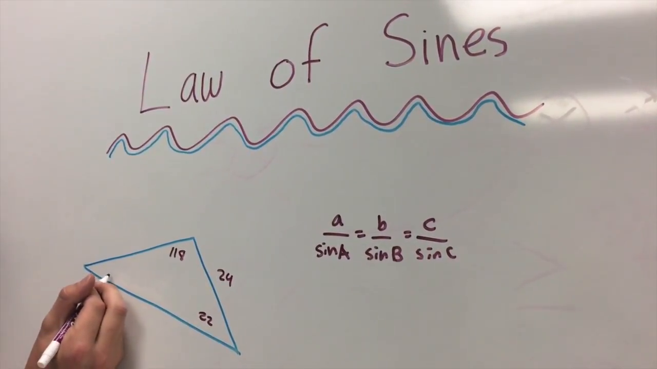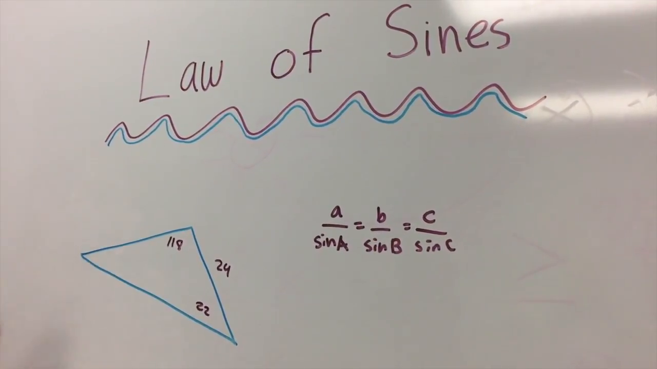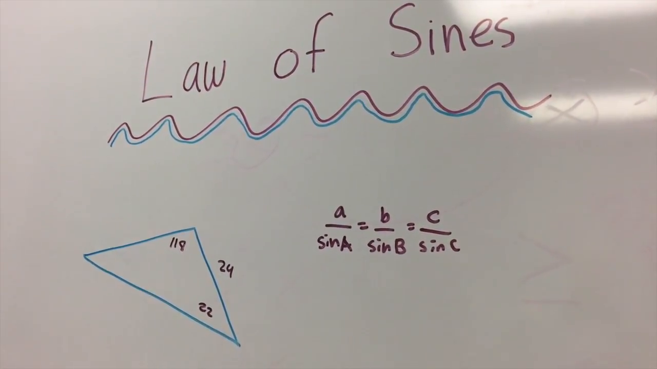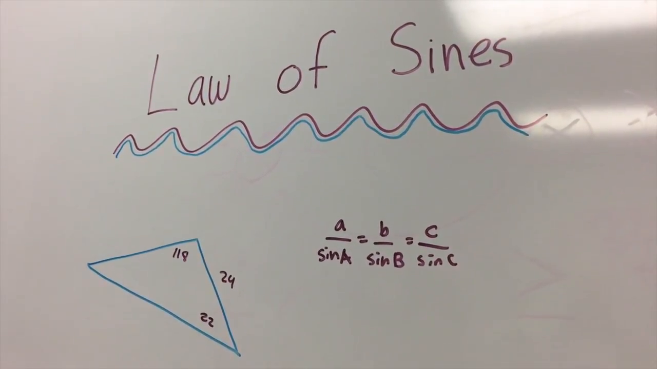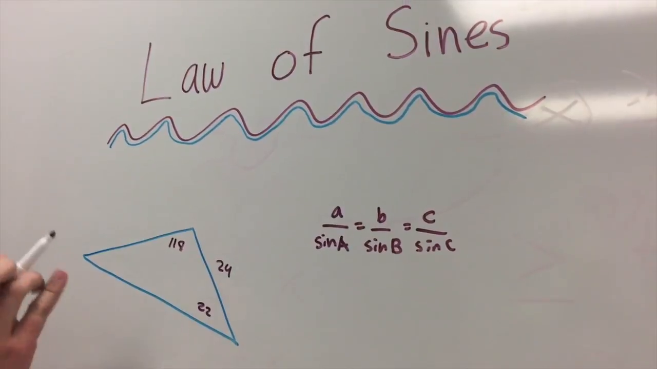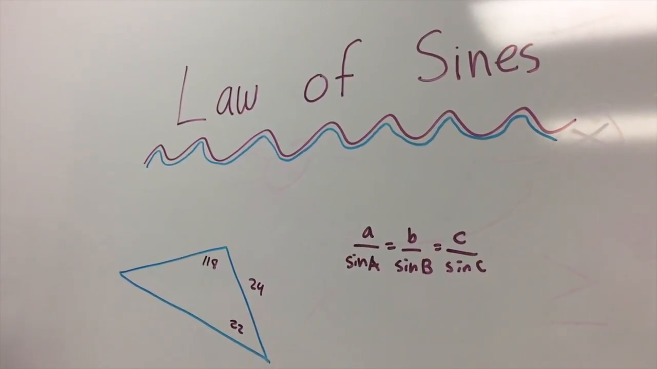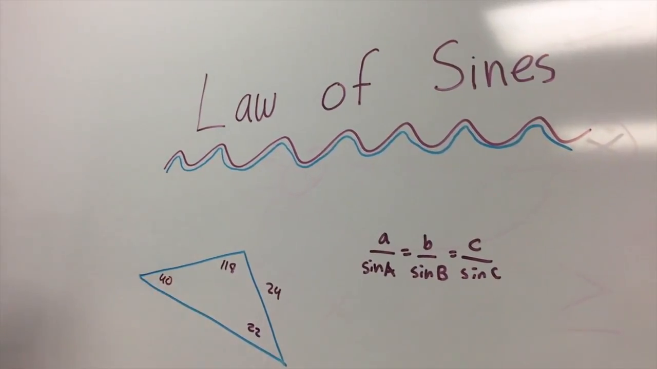First of all, we can fill in this missing angle using the fact that 180 is equal to all the angles of a triangle together. So if we subtract 118 and 22 from 180, then we get 40 degrees for this angle.